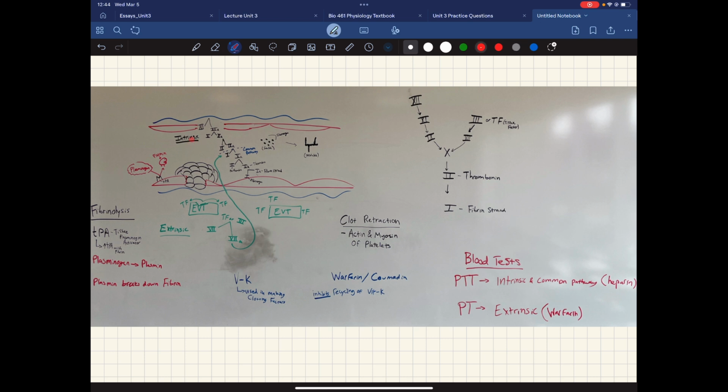So the intrinsic. The other one is the extrinsic, because that happens outside of the blood vessel. Intrinsic happens inside the blood vessel. And then we have the common pathway, where both of them eventually converge, and that's factor 10.